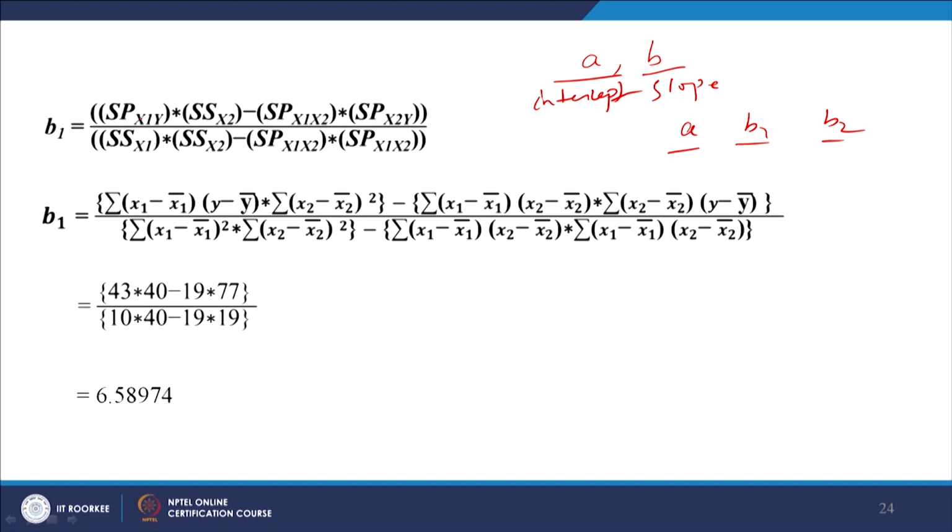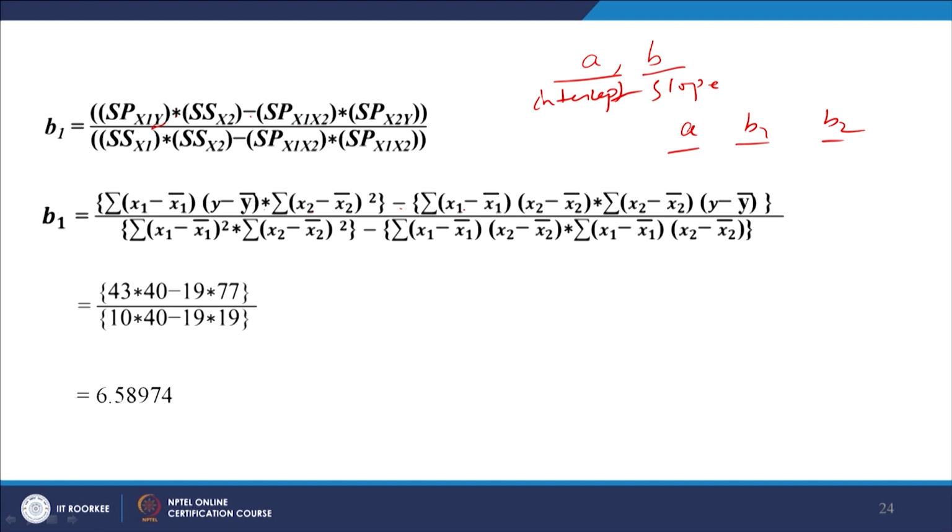For example, you see the sum of product of x1 y. Here we are taking x1 as x1 minus x1 bar, where this is the mean, so the observed value minus the mean, summed. For y we are taking y minus y bar, into the sum of square of x2, that is, x2 minus x2 bar, the mean, squared, because it is only the sum of square of x2, minus the sum of product of x1 x2.